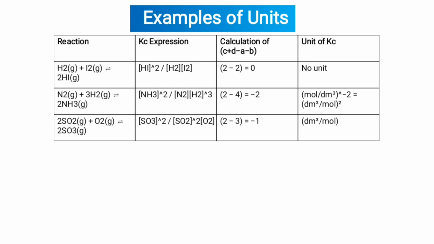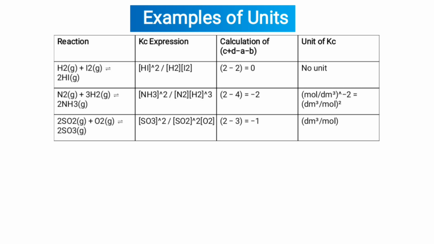Now, examples of unit. Reaction, Kc expression, calculation of c plus d minus a minus b, unit of Kc. Now, reaction H2 gas plus I2 gas gives 2HI, also gas. Kc expression is concentration of HI to the power 2 divided by concentration of H2, concentration of I2. Now, calculation of c plus d minus a minus b is 2 minus 2, which is equal to 0. So Kc has no unit.